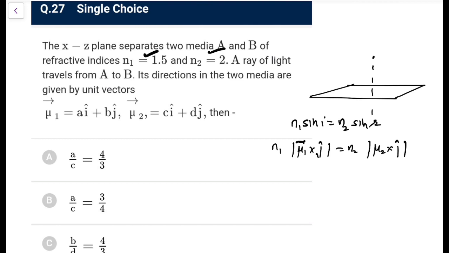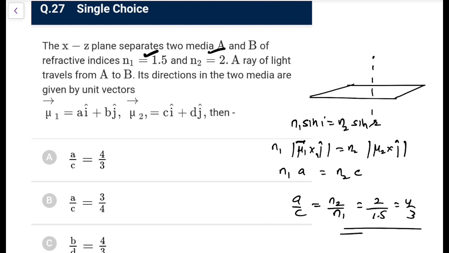So what we will have, mu1 cross j cap: i cross j will give k, j cross j will give 0. So it would be n1 into a, that you will be getting only, and this would be n2 into only the c. So the ratio a by c would be n2 by n1, and n2 by n1 is 2 upon 1.5, so you can call it 4 by 3. So a by c is equal to 4 by 3. That is what you can go for, option A.